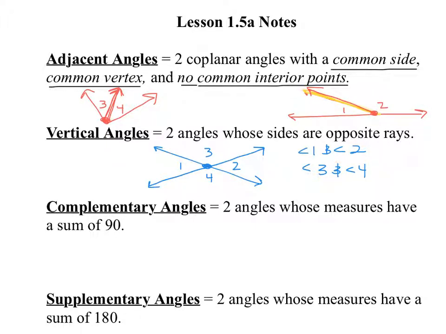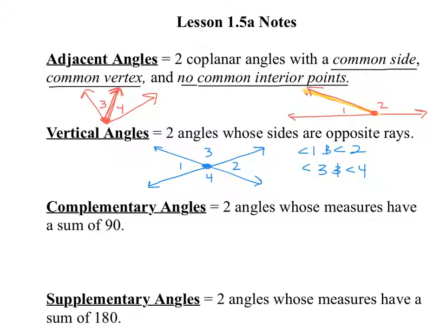In terms of their size, how about? How do you think 1 compares to 2? Or how do you think 3 compares to 4? They're both obtuse. 3 and 4 are both obtuse. 1 and 2 are both acute, okay? More specific than that even, they're equal.